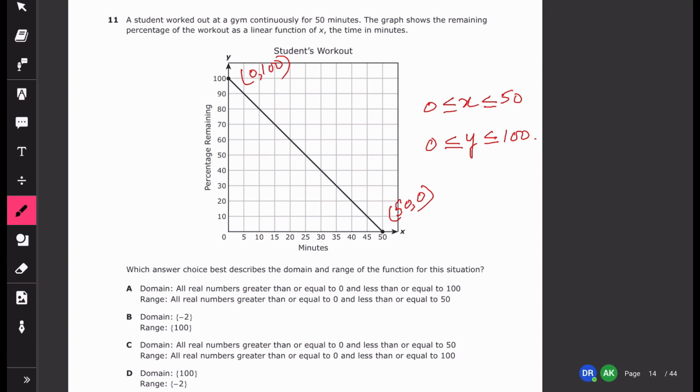So here we have to check. In the first one, all real numbers greater than or equal to... it will not be option B and D because it's not these two. Now we have to check for these two, A and C. All real numbers greater than or equal to 0 and less than or equal to 100 is the range. Domain, that is wrong because it is 50 only here. So this is wrong. So here it is C, all real numbers greater than or equal to 0 and less than or equal to 50. Yes, this is correct. And range, all real numbers greater than or equal to 0 and less than or equal to 100. Therefore the choice C is correct over here.